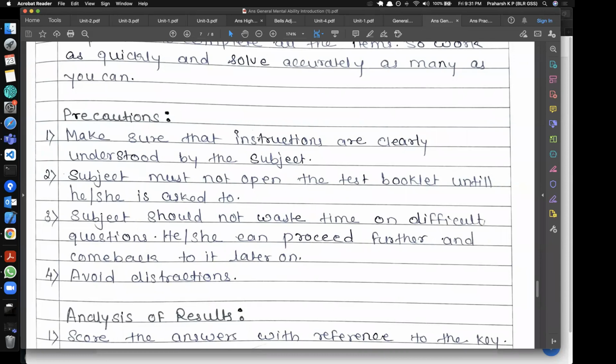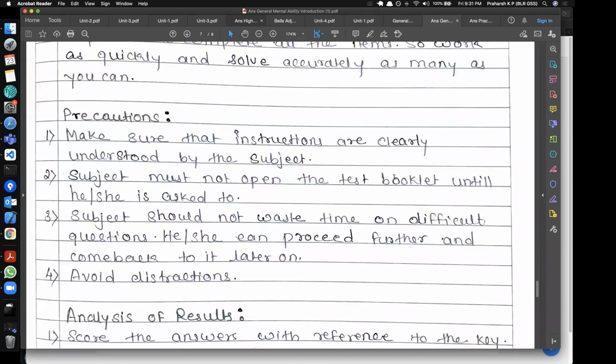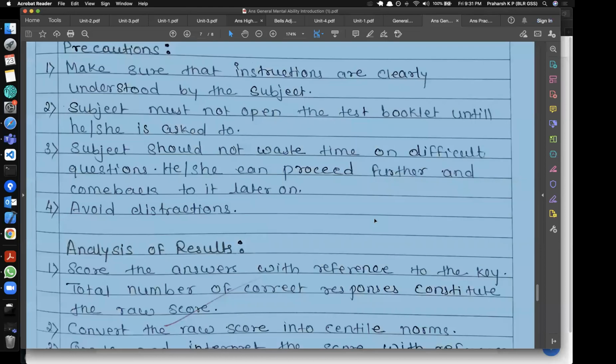Okay, moving ahead. Precautions. Make sure that instructions are clearly understood by the subject. Subject must not open the test booklet until we ask them to do it. Subject should not waste time on difficult questions. He or she can proceed further and come back to it later on if time permits. Avoid distractions, which is even a person asking a question can be a distraction.